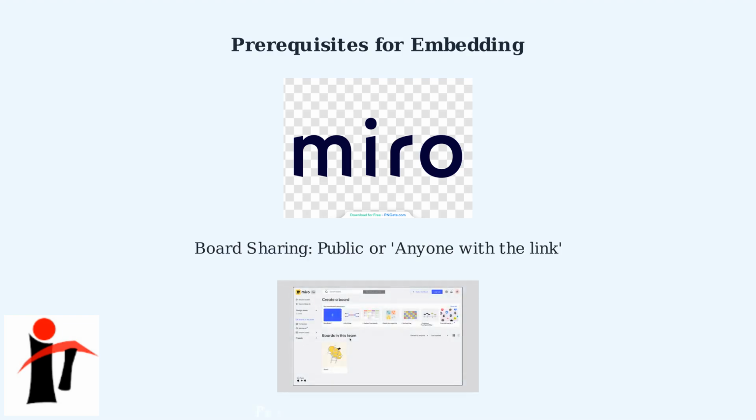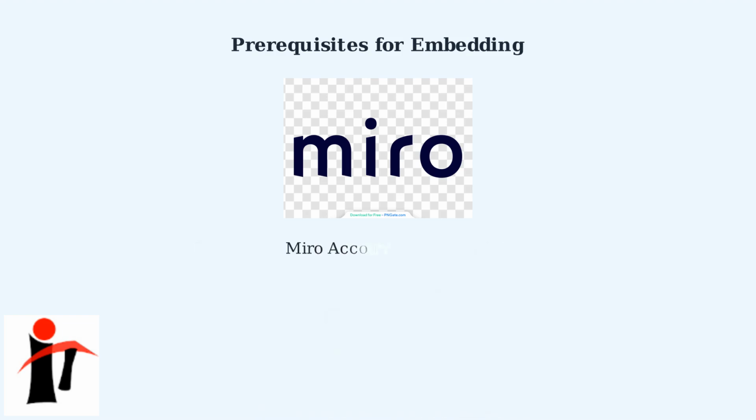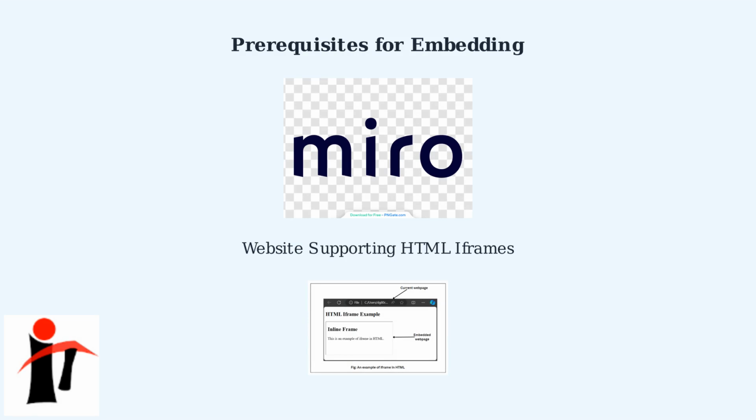and locations. Before embedding a Miro board, there are several prerequisites to ensure a smooth process. First, your Miro board must be shared publicly or with anyone with the link access. Private boards cannot be embedded due to privacy restrictions. Second, you'll need a Miro account to access and manage your boards for embedding. Third, you need a website or platform that supports HTML iframes, which most modern content management systems like WordPress or custom HTML sites do. Finally, note that unlimited viewers on embedded boards might require a paid Miro plan, while basic embedding is free.